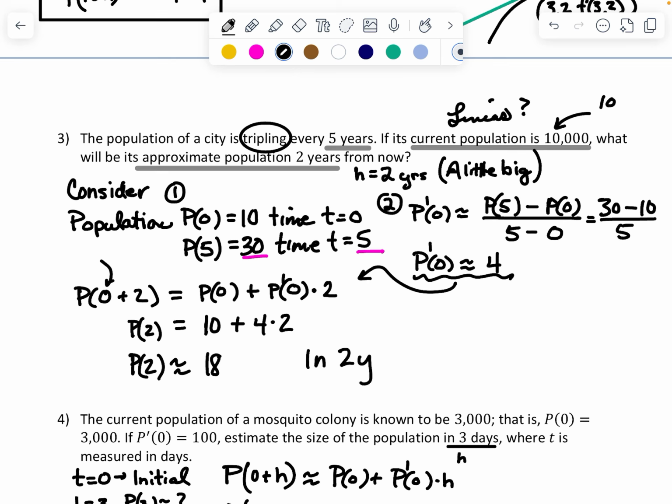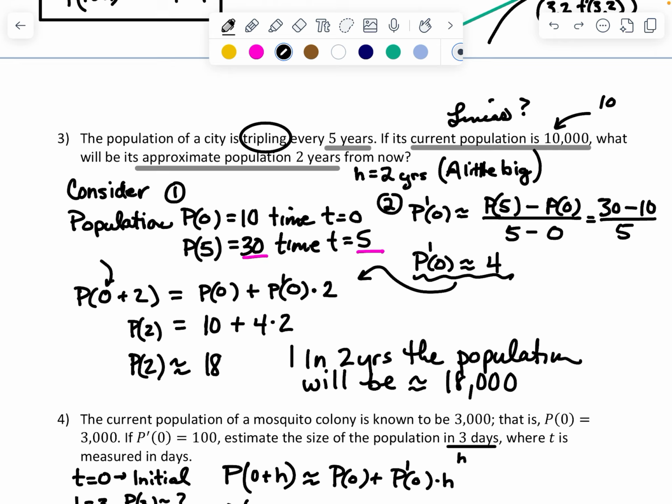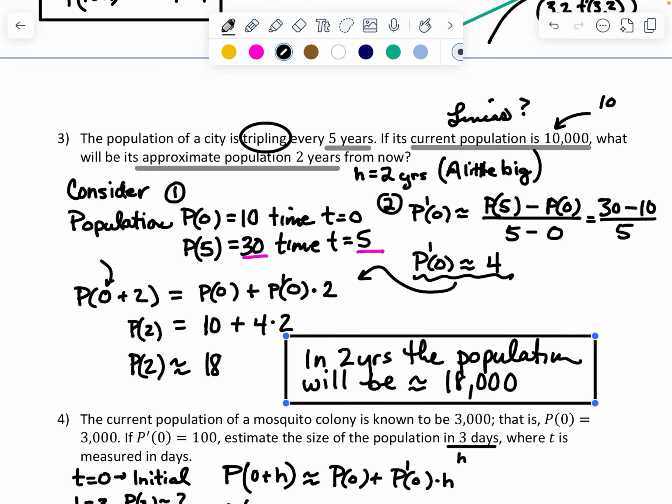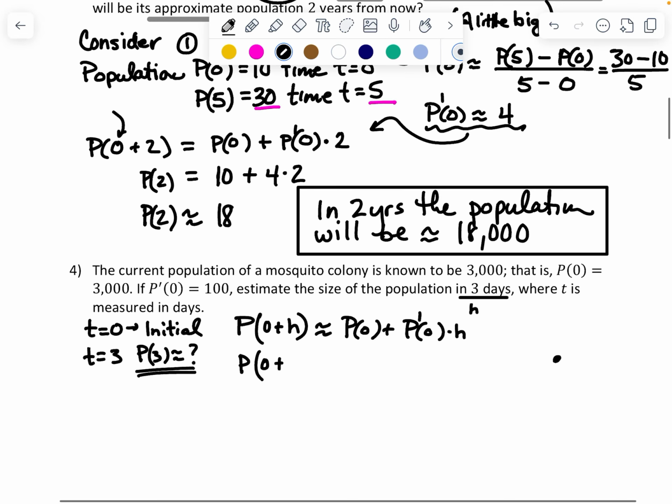So in 2 years, approximately 18,000. Let's put dollar signs on that. Using the same method of approximation. Then we have another one.